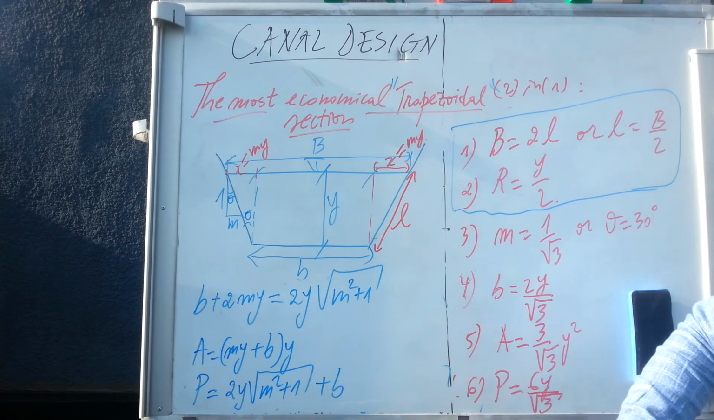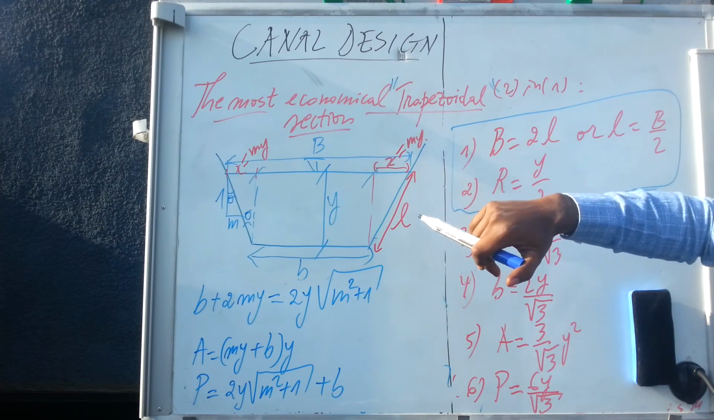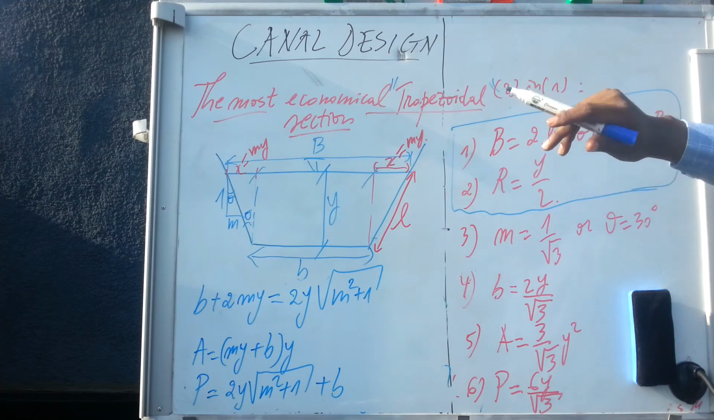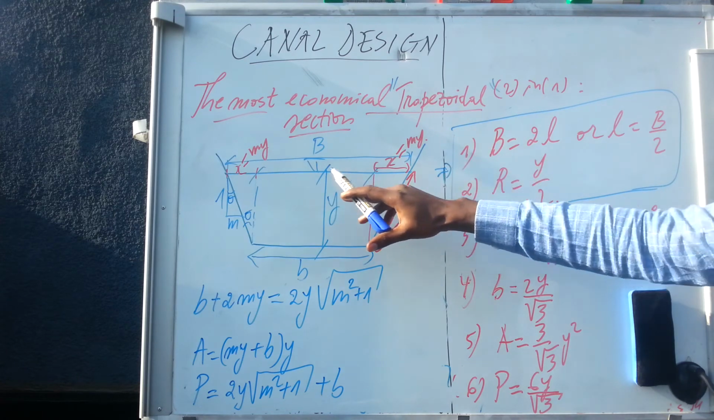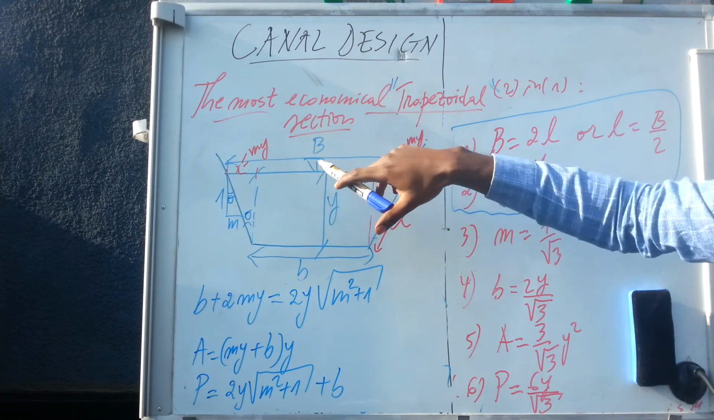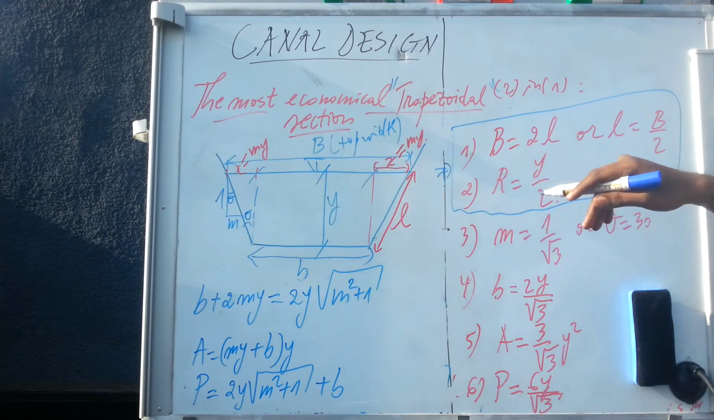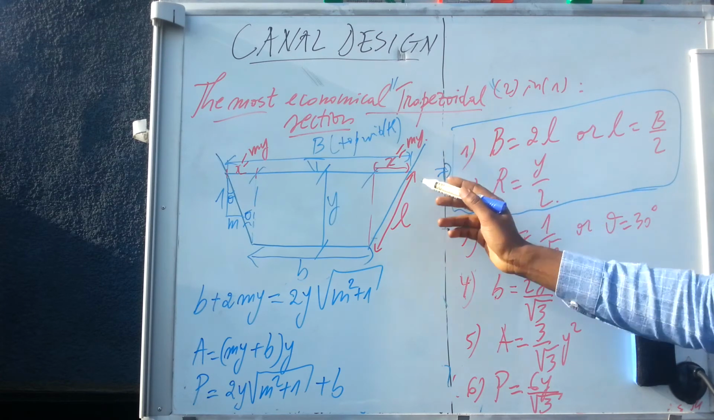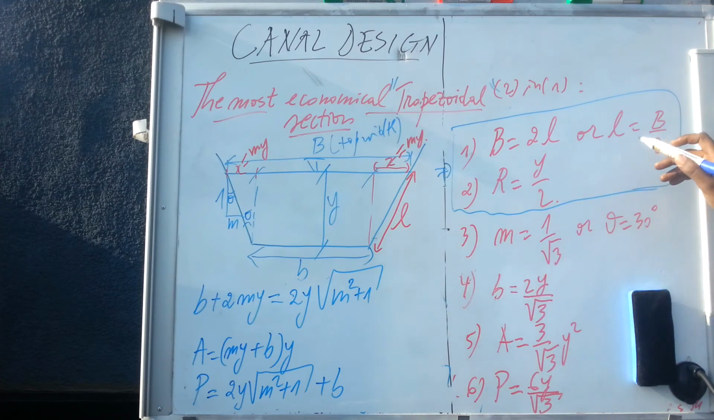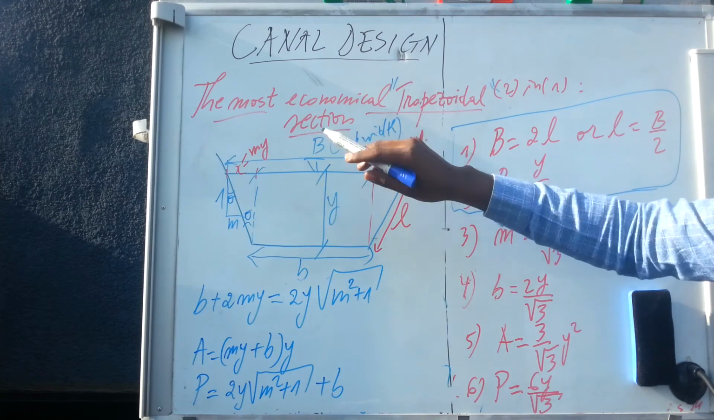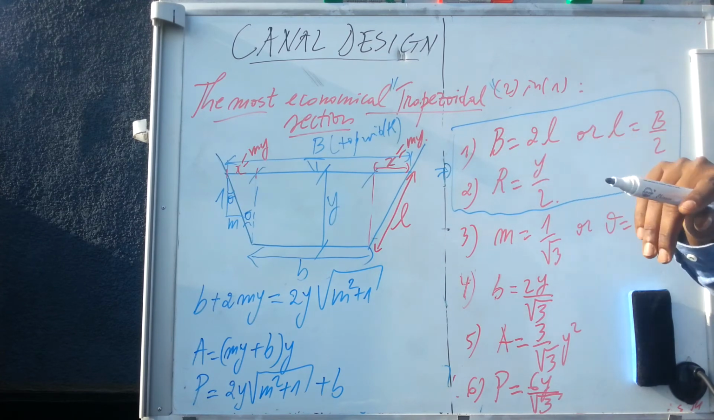Going through all the demonstration, it is now clear that in order to get the most economical trapezoidal section, these are two important conditions. The top width of your trapezoidal channel is equal to double one of the sloped sides. So B is equal to 2 times L, the sloped side. Or in other words, one of the sloped sides is equal to half of the top width of your trapezoidal channel.